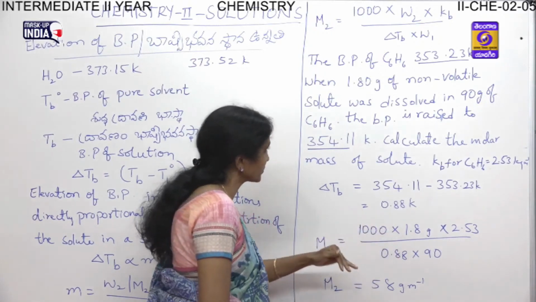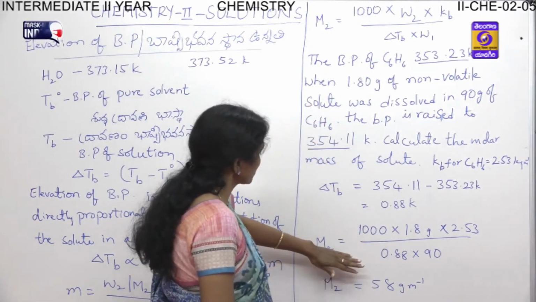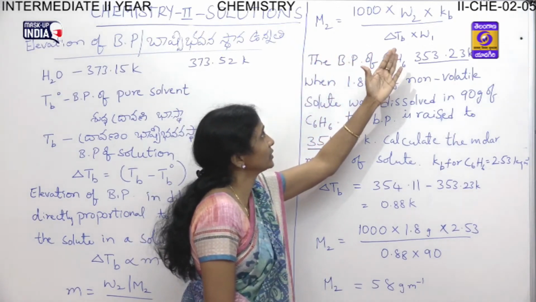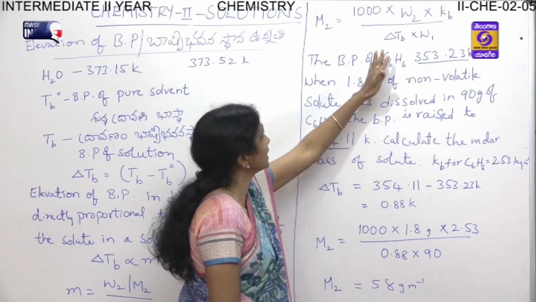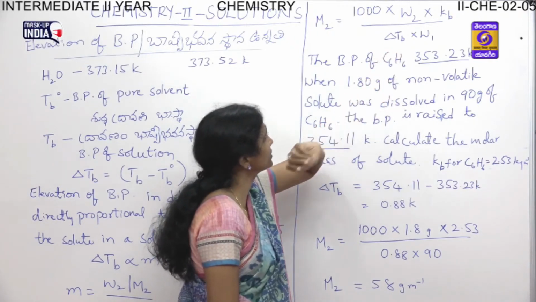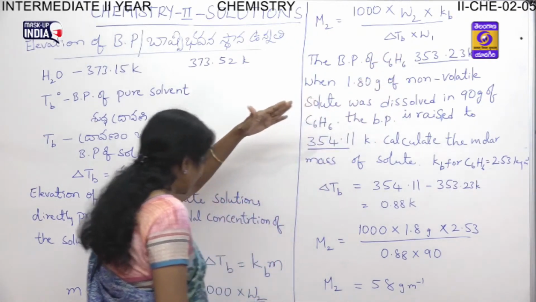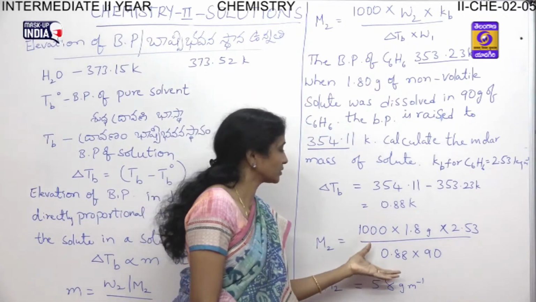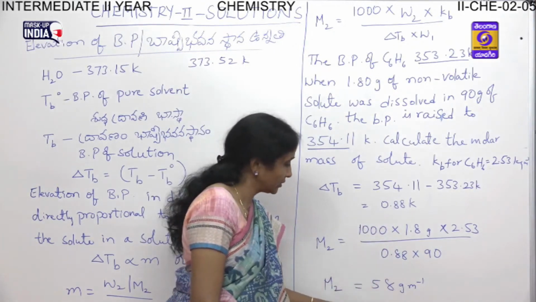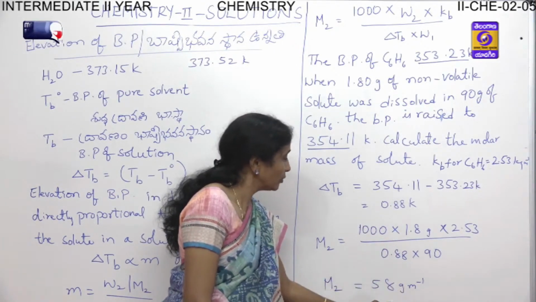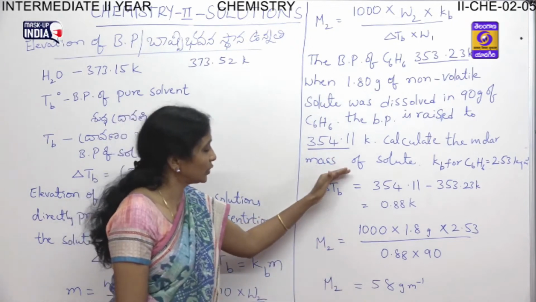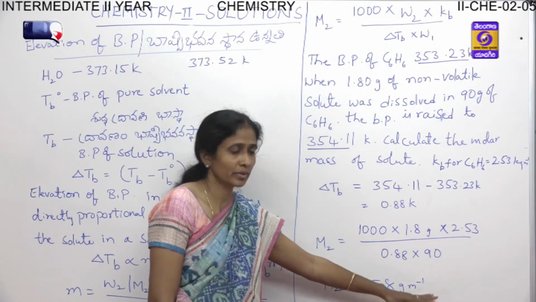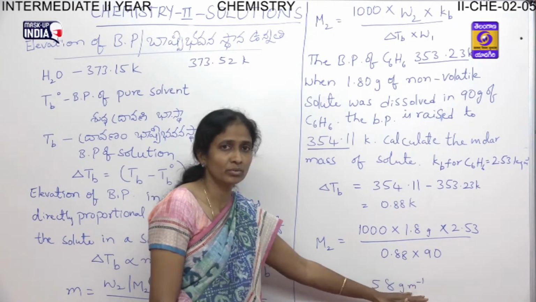Where are we going to substitute? In the formula, M2 equals 1000 into W2 into Kb by delta Tb into W1. When we substitute all the values, we get 58 grams. That means the molar mass of the solute is 58 grams per mole.